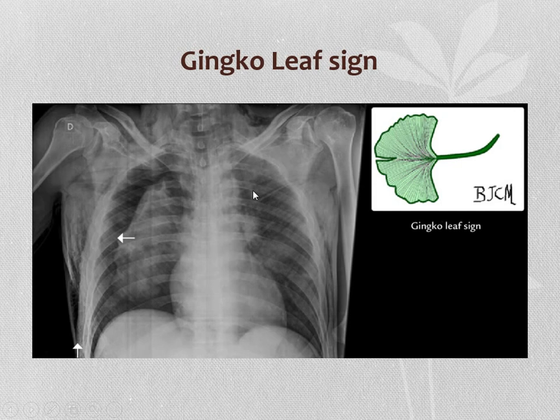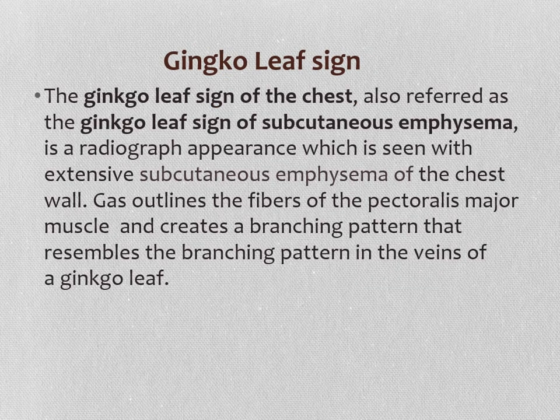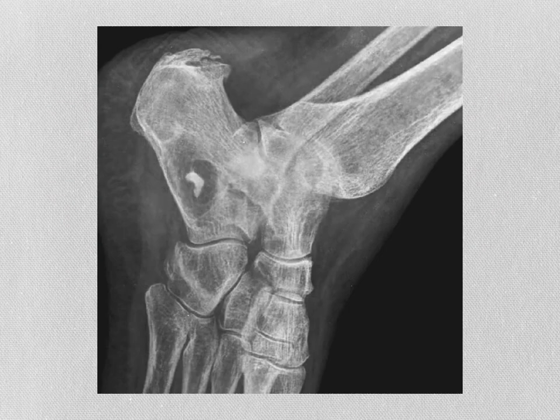Ginkgo leaf sign can also be seen in the spine, with spinal angioma. This is about the chest. So you can see the fibers of pectoralis major radiating. We saw the same case with you, Dr. Ahmed. Good. This was the Ginkgo leaf sign.